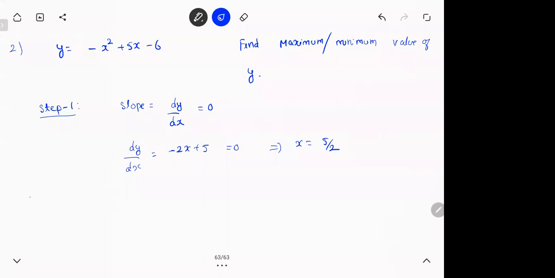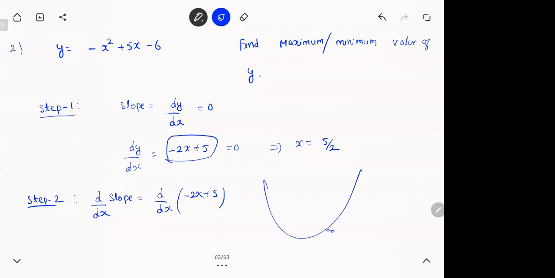Then step 2. Differentiate the slope again. Slope is minus 2x plus 5. Are you getting it? See, the meaning of this statement is that at a particular x, slope is minus 2x plus 5. Meaning for different x coordinates you have different slopes. Obviously, because when you have a curve, every point has a different slope. That is what it is trying to show you. Minus 2x plus 5 indicates that at a given x coordinate, the slope is minus 2x plus 5.